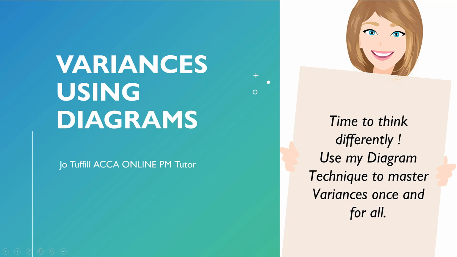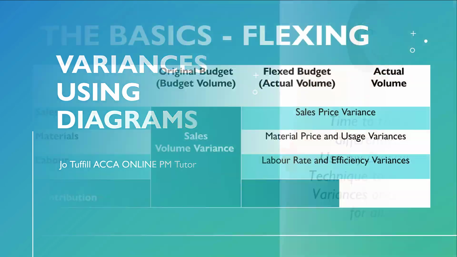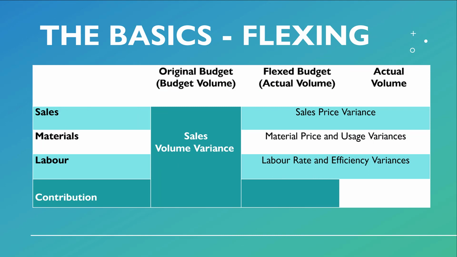So let's start with the basics. The basics is all about flexing. Before you do variances, you have to flex the budget. The only variance which doesn't get flexed is the sales volume variance. So you cannot use the original budget for the sales price variances, the materials price variance, usage variance, and the labour variances. You have to flex the budget for the actual volume.